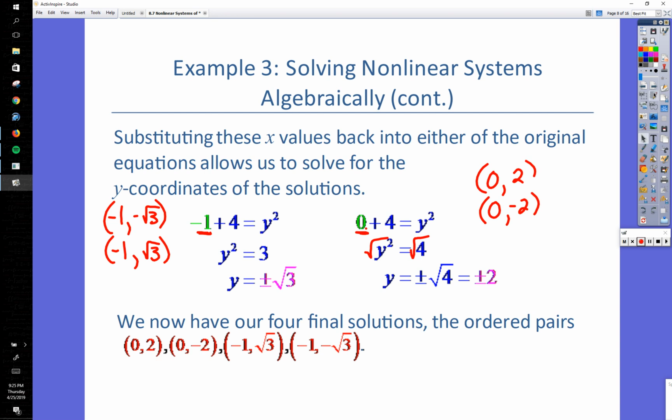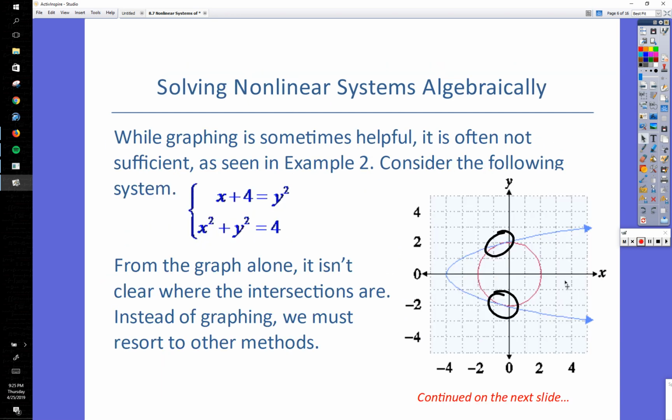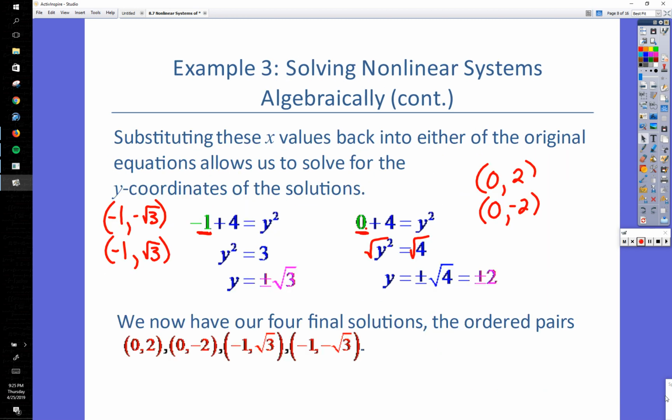So if we go back to the graph, it's really hard to tell, but if we could zoom in, this thing crosses actually twice. The red and blue up here, and then it crosses twice down here as well. And this verifies that it would end up having 4 solutions at the bottom of the page.